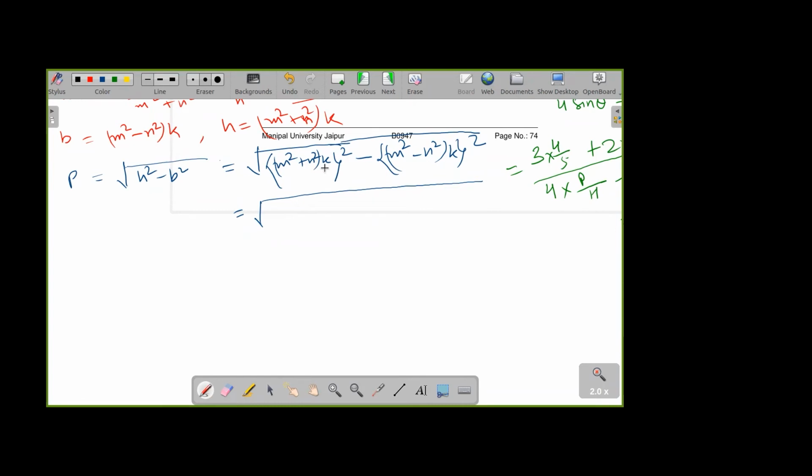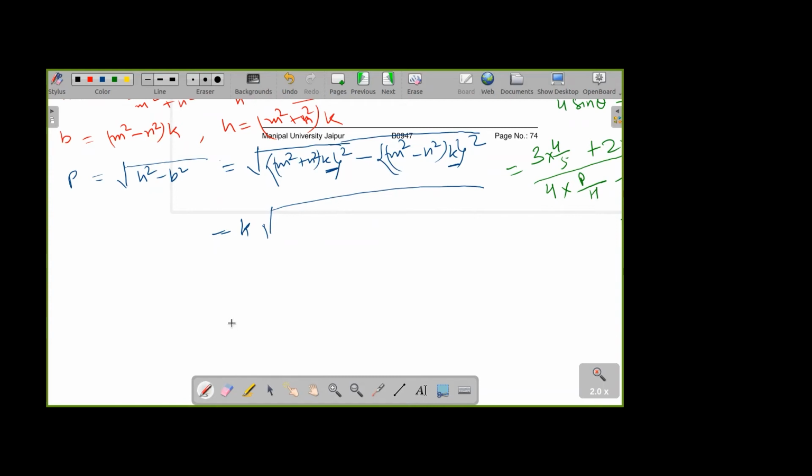I'm trying to make it as short as possible. First of all, you can notice here it is k square, and here it is k square. So we can directly take common k square outside the root, and it will become k. Okay, fine, this is done. Next, what is remaining here? m square plus n square whole square, m square minus n square whole square.